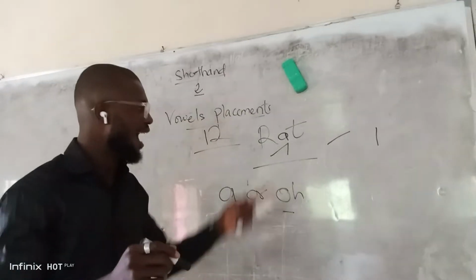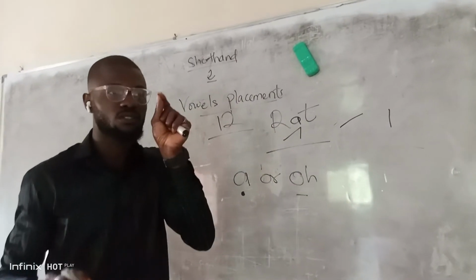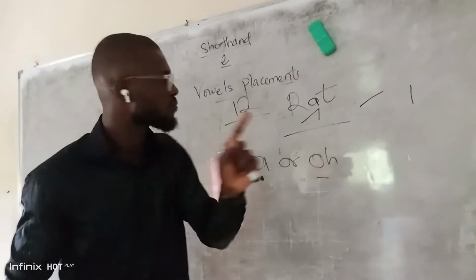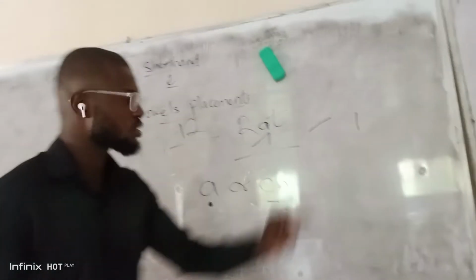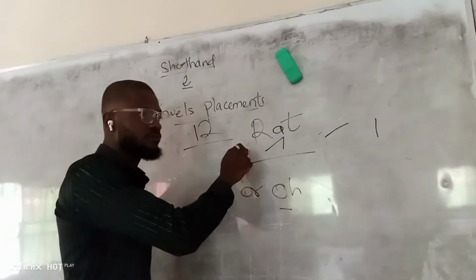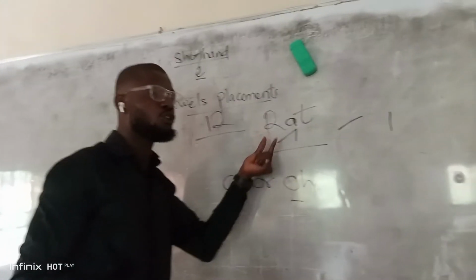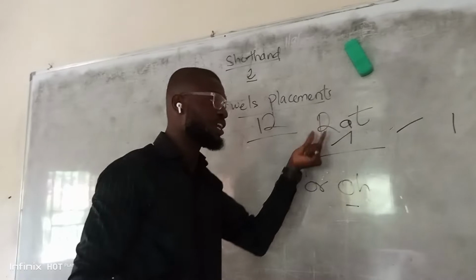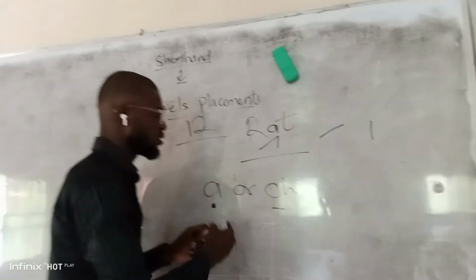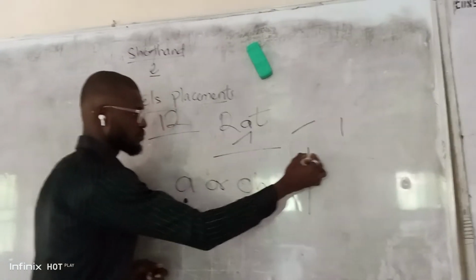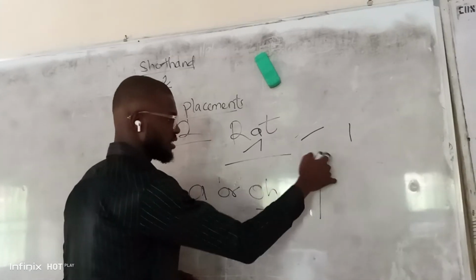Now, placement. A is a what? Is a dot. And the placement of that dot will be on your R, which is your re. Now, if this is your stroke, let's take for instance, this is your stroke.